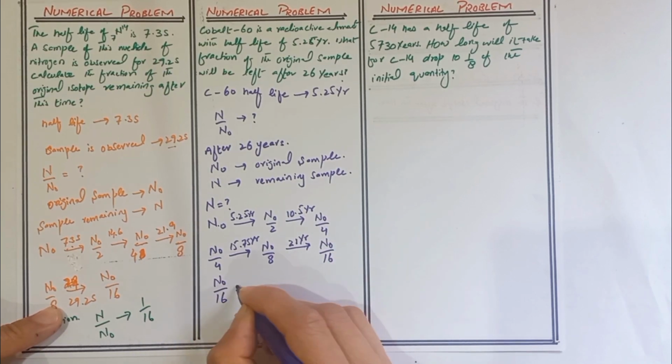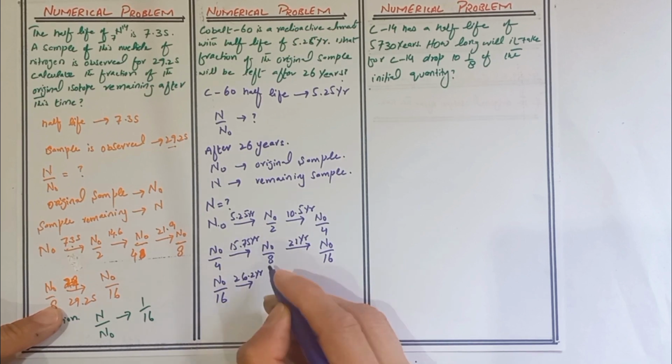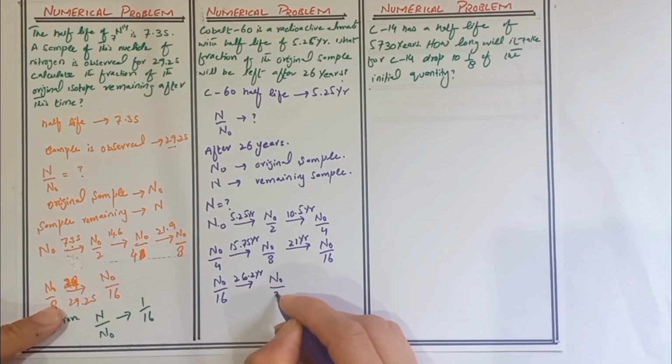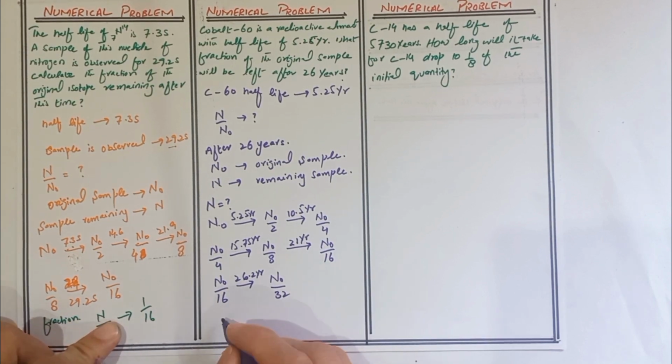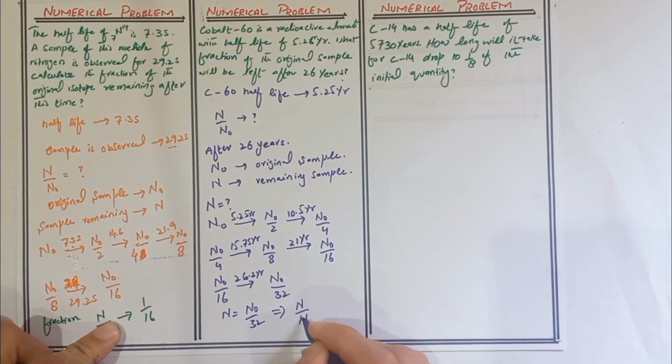N naught by 16. To 21 we add 5.25 years, and we get 26.25 years. So the sample becomes half of this, N naught by 32. So the remaining element N is equal to N naught by 32. We calculate the fraction: N by N naught is equal to 1 by 32. That is the answer.